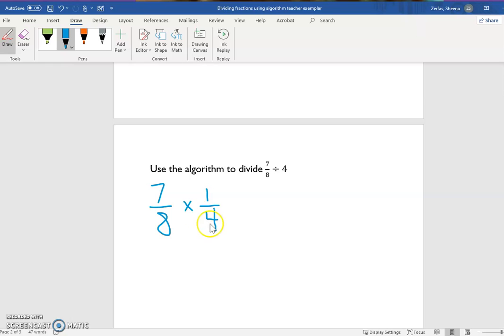When we're multiplying fractions, remember we just go across. So 7 times 1, and then 8 times 4. Our answer is 7/32. Make sure you double check that that can't be simplified. In this case it can't. 7 and 32 do not share any common factors.